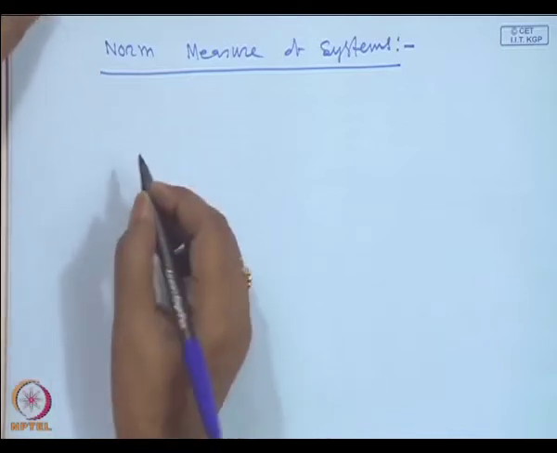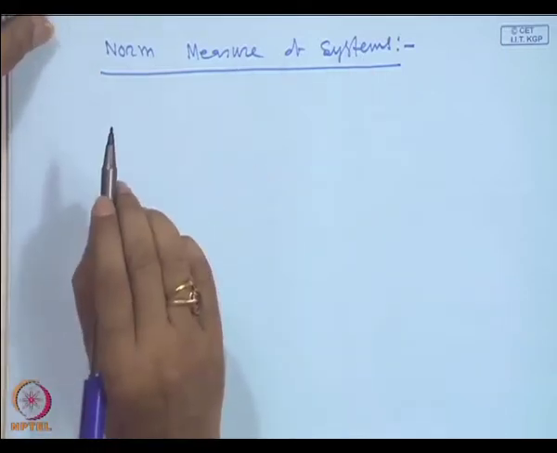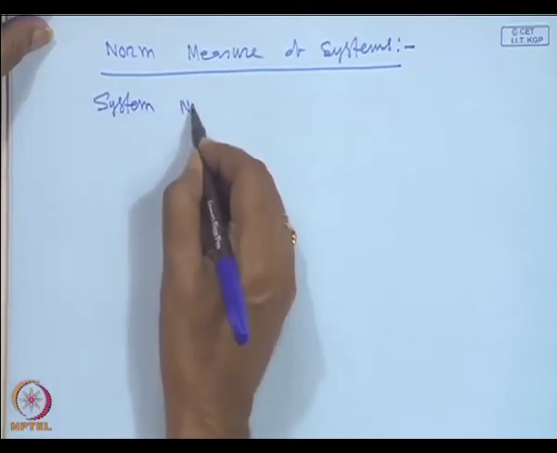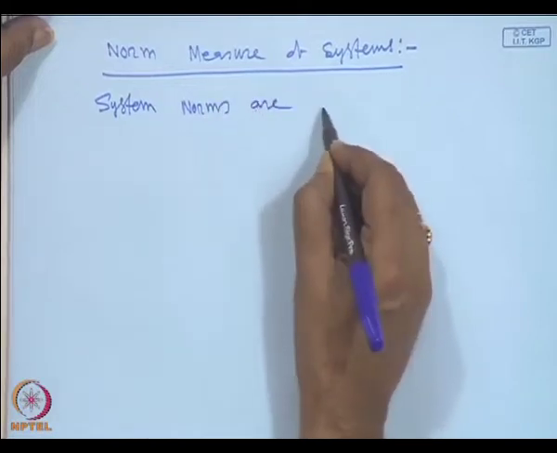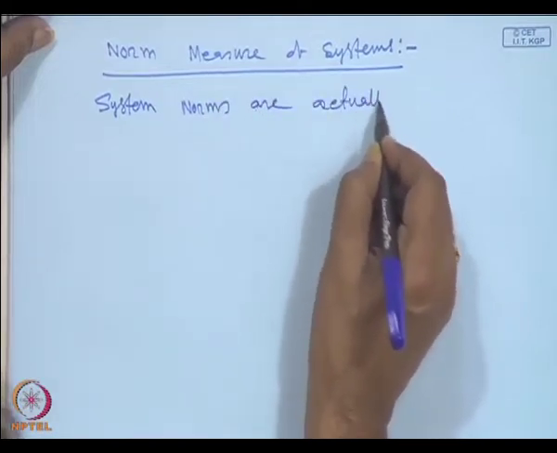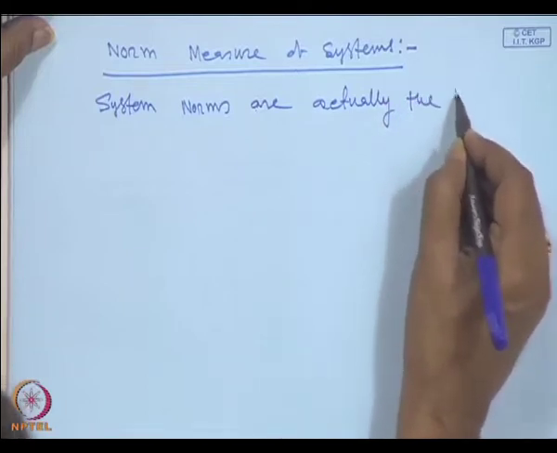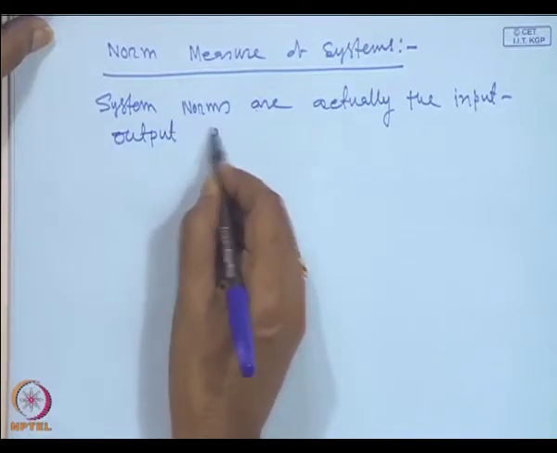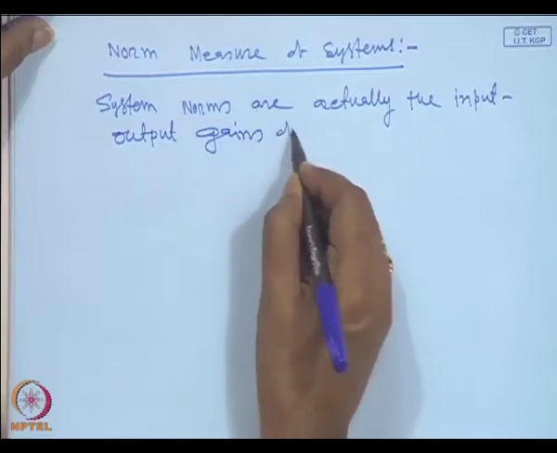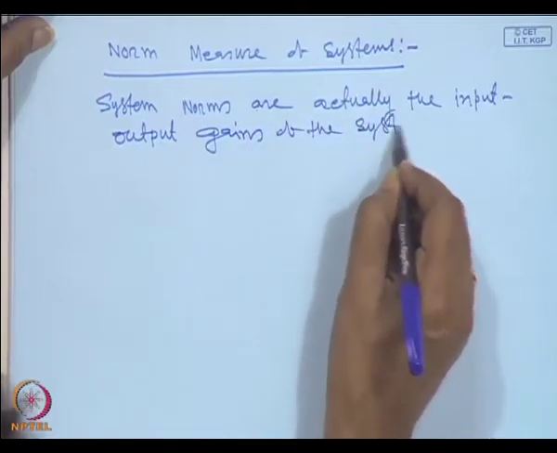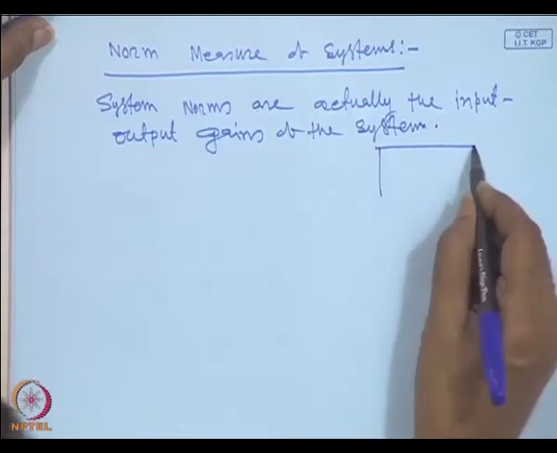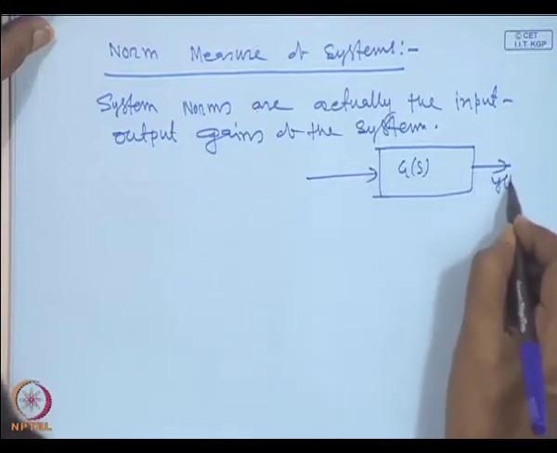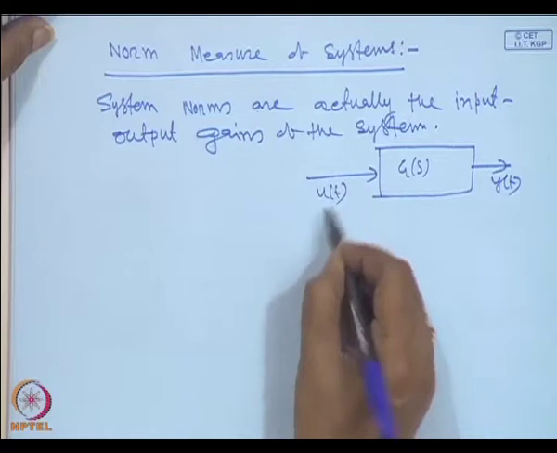So, next is the norm of a system. What does it mean? The system norms are actually the input output gains of the system. So, suppose you have a system G of s, y of t is the output, u of t is the input.